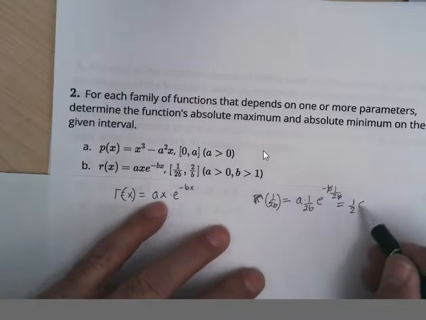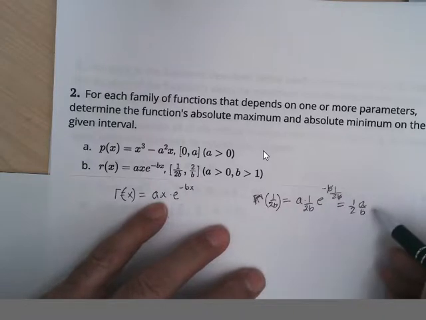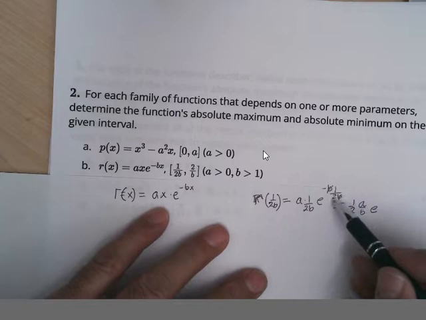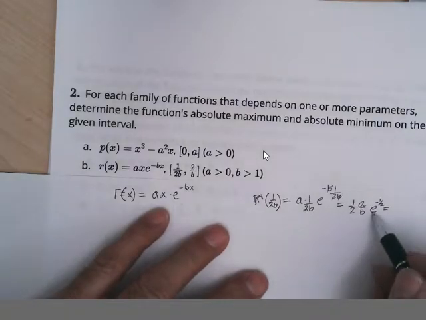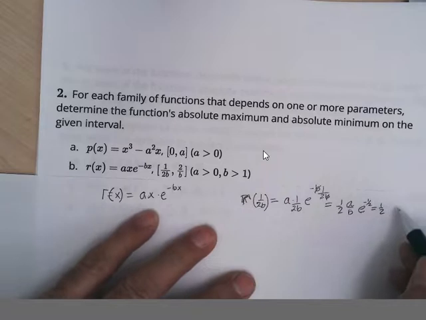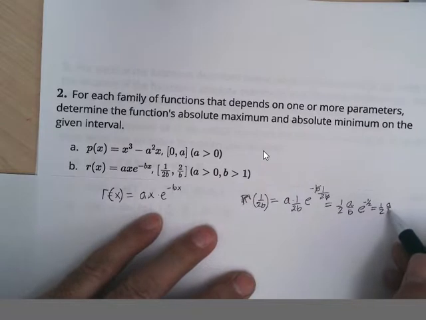1/2 a over b. There's a reason I'm writing it as 1/2 of a over b, and I'll explain soon. The b's cancel out in the exponent, so this is e to the negative 1/2 power, which is 1 over the square root of e. So we got 1/2 a over b, 1 over the square root of e.